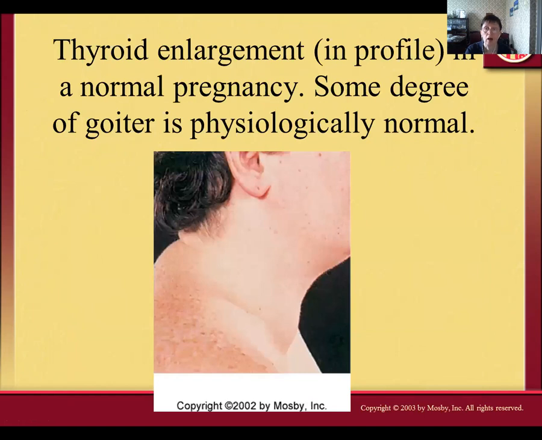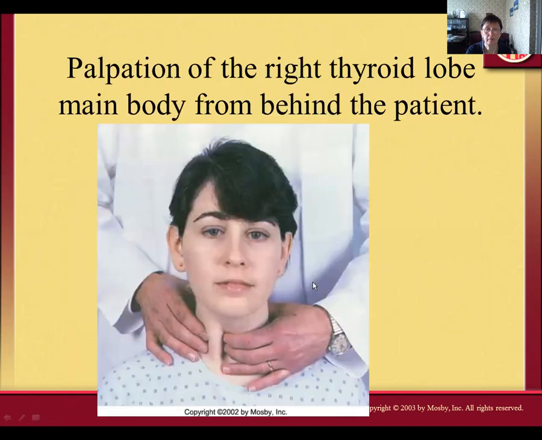One more part of general inspection is inspection of the thyroid gland. In this case, you can see in this woman that she has thyroid enlargement, yeah? And it may be the sign of goiter. And here we see a healthy person, but we see how the thyroid gland may be palpated. The doctor stands behind the sitting patient and palpates, in this case, the right lobe of the thyroid gland.